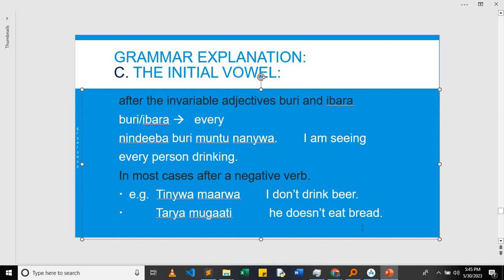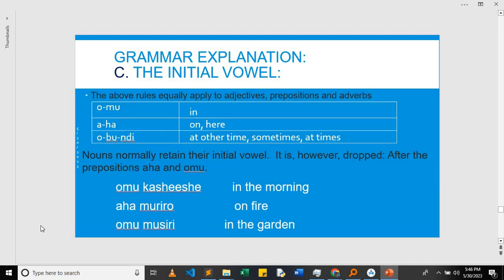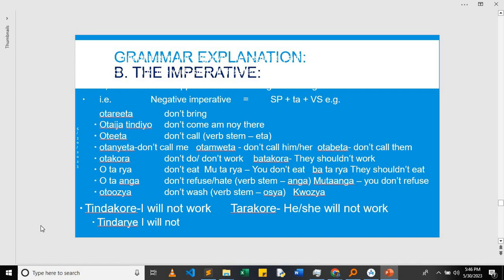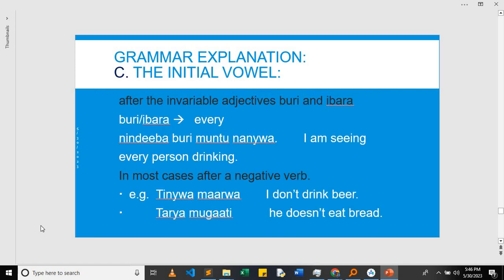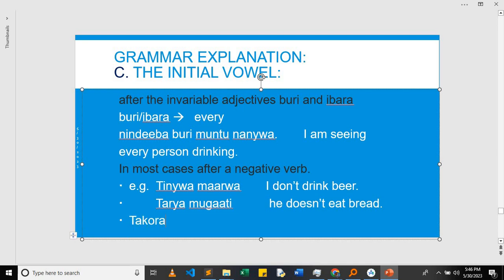Now if you say that this person doesn't work, how do you say that he doesn't work? You said tarakore. No, tarakore is will not work. So you say takora. Takora. He doesn't work. Because remember, here we were.